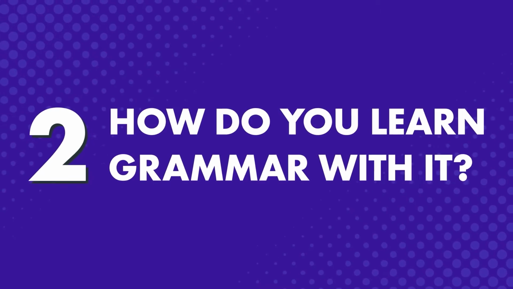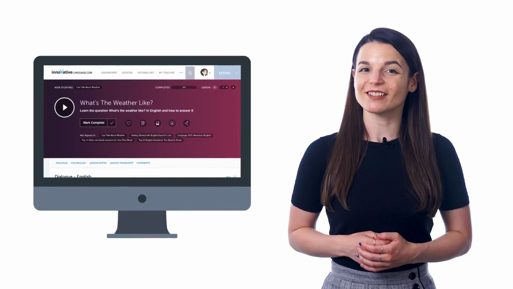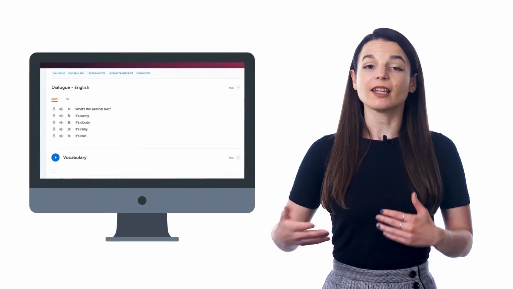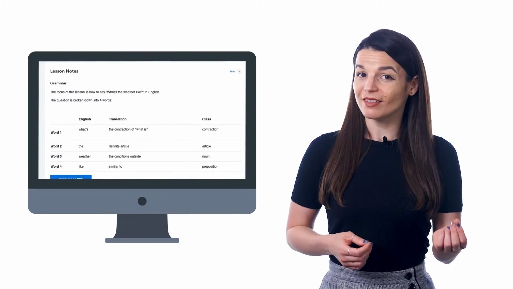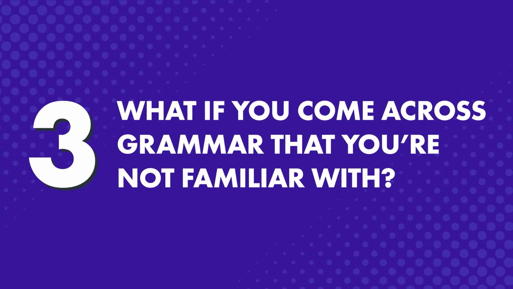Second, how do you learn grammar with it? The best way to learn grammar is not to just study rules, but to learn in context and hear the grammar used in real life. And that's exactly how you learn with our lessons. You learn a quick conversation and hear how the grammar rules are used within that conversation. Third, what if you come across grammar that you're not familiar with? Or what if you want to review a specific rule without going back to redo a lesson?